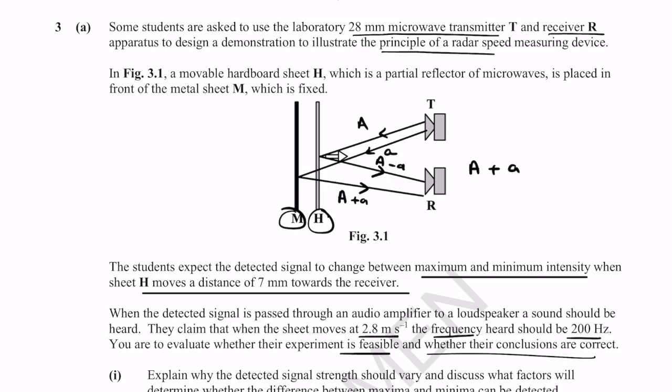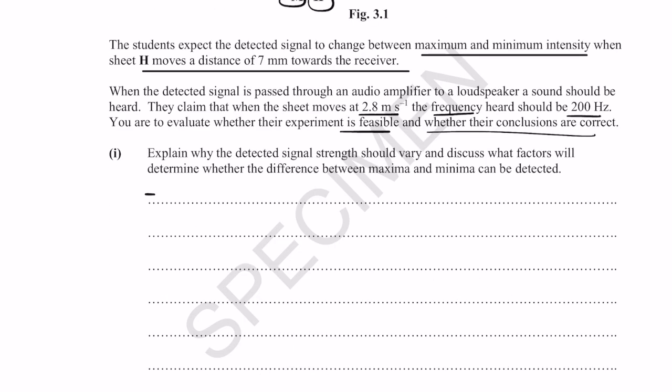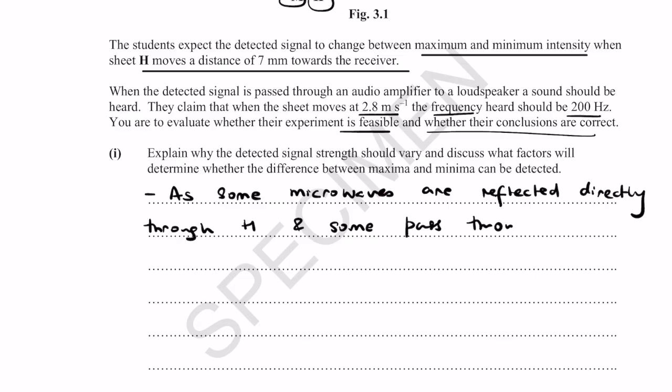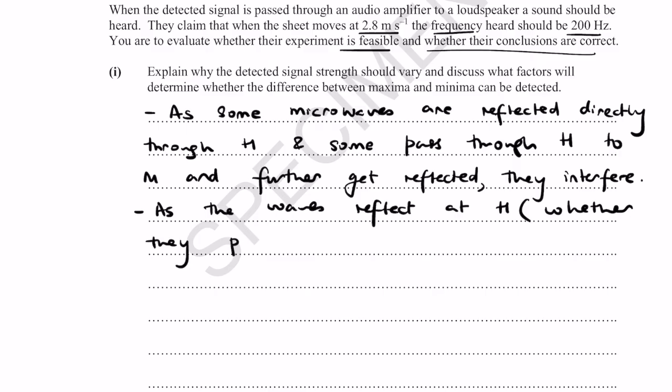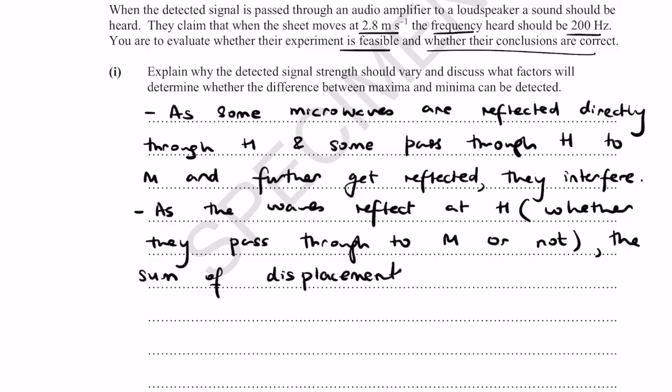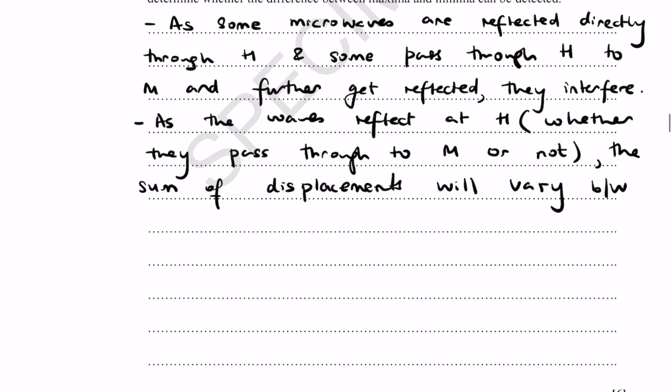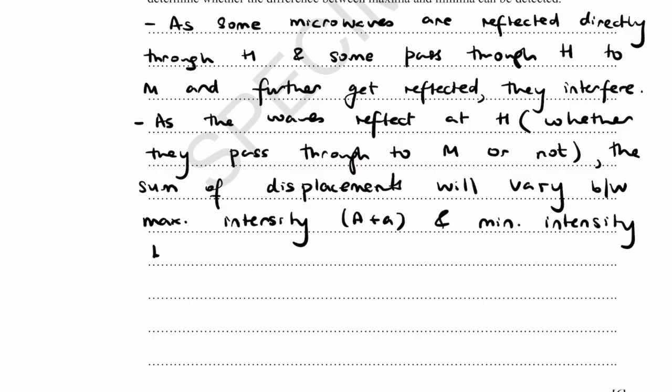So I'm going to say that as some microwaves are reflected directly at H and some pass through H to M and further get reflected, they will interfere, of course. And as the waves reflect at H, whether they pass through to M or not, the sum of the displacements will vary between the maximum intensity of A plus A and the minimum intensity of A minus A.